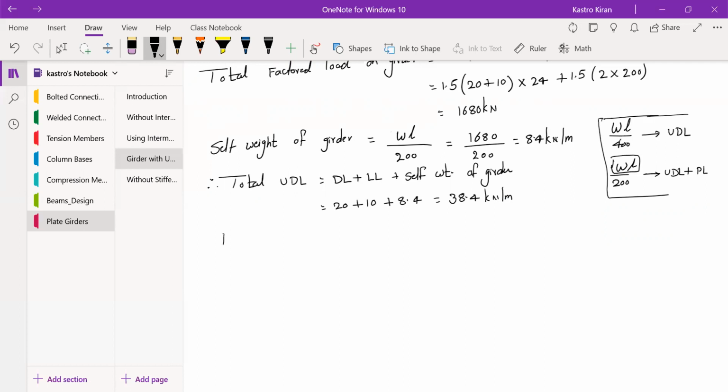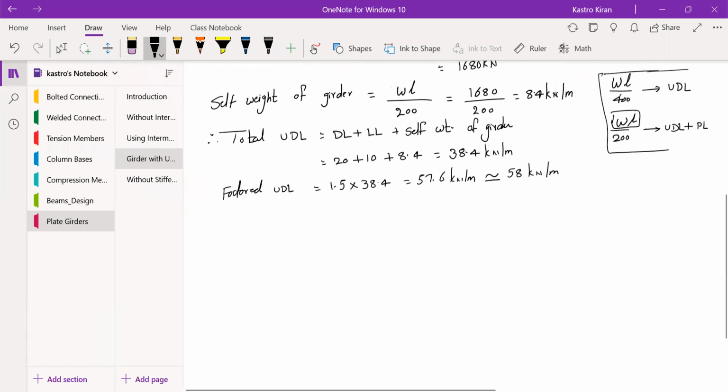And for this, you have to find out the factored uniformly distributed load. So factored uniformly distributed load will be 1.5 times 38.4, which is 57.6 kilonewtons per meter. You can round off this value to 58 kilonewtons per meter, or you can keep the same value also, that's up to you. So this is the total factored uniformly distributed load acting on the member.